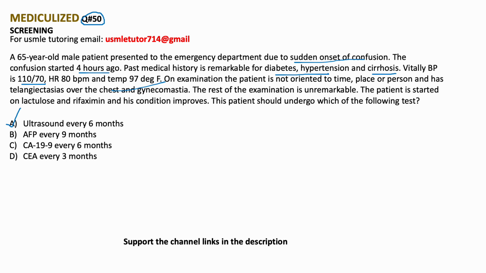AFP you can do at 6 months with ultrasound, but it's ultrasound plus or minus AFP. Remember, AFP has low sensitivity and specificity for detecting hepatocellular carcinoma. It is only raised in 60 to 70% of hepatocellular carcinoma cases. The remaining 40% do not have any elevation in AFP. But if you see an AFP that is very high, with levels greater than 500, that can be diagnostic of hepatocellular carcinoma. Hepatocellular carcinoma causes AFP to be through the roof.